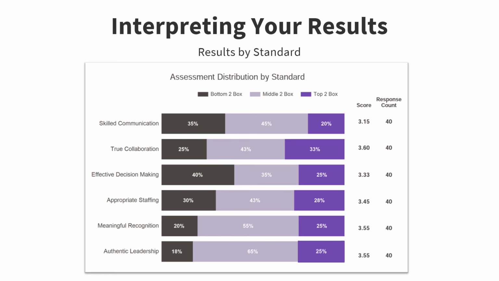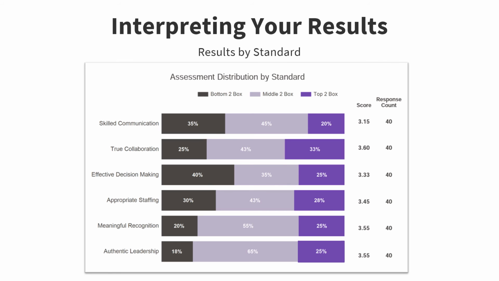It's also a really good idea to consider the aggregate score, which is on the right-hand side, and this just gives us an average response level. So here, when you're looking at it, you see that skilled communication is probably the greatest opportunity for improvement because the aggregate score is the lowest. It's a 3.15. So those are just 2 ways of immediately looking at your overall results and knowing where to hone in on the standard.